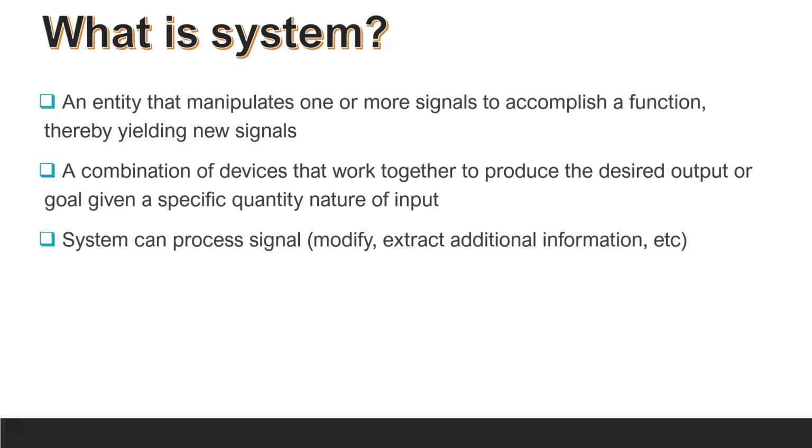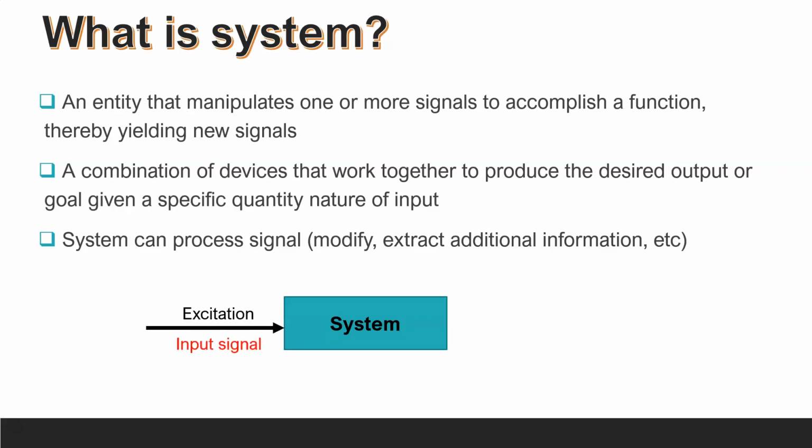So if I am to represent a system by a block diagram like this, your system alone will not function unless you have an input signal fed to it, which we call excitation. Now, after your system modifies this input signal, it will produce an output signal that we call response.